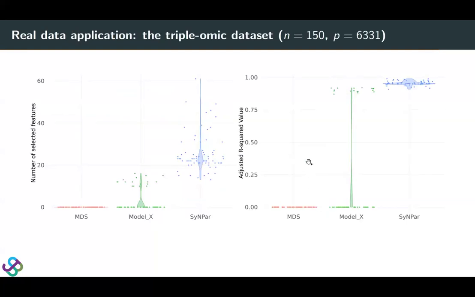And in terms of the real data, when we apply it to the data, we can see that SyNPar consistently has feature discoveries, while Model X has many cases with no discovery, and MDS consistently has no discovery. We can also see that if we use the selected features to run the prediction model and calculate adjusted R-square for prediction accuracy, then SyNPar's selected features are also the highest.